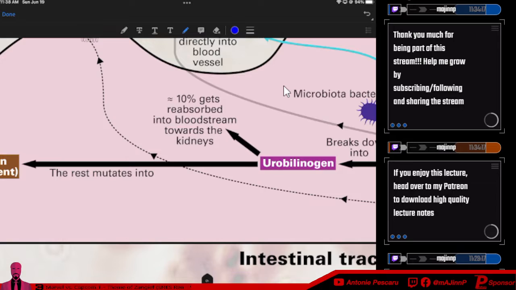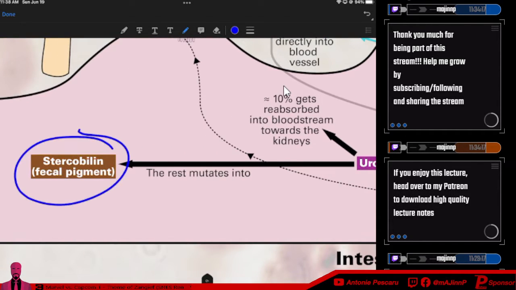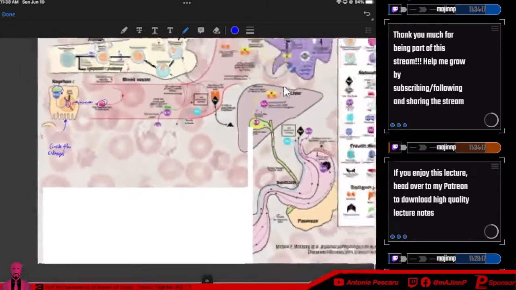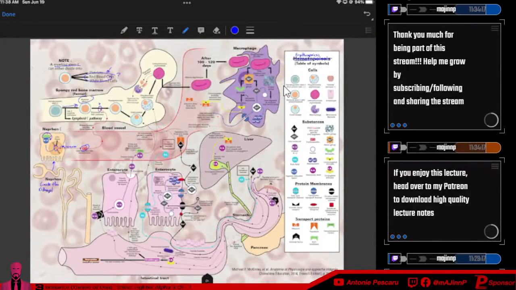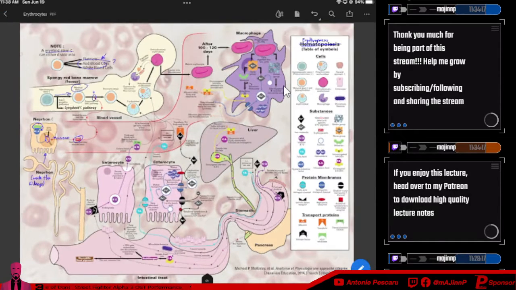I'll just go back to the urobilinogen. It goes back into the kidneys to get synthesized as urea. That's the pigment that makes your urine yellow. And then finally, stercobilin is the fecal pigment of your feces, basically. It's what makes it brown. So, all of that to say that this was hematopoiesis.